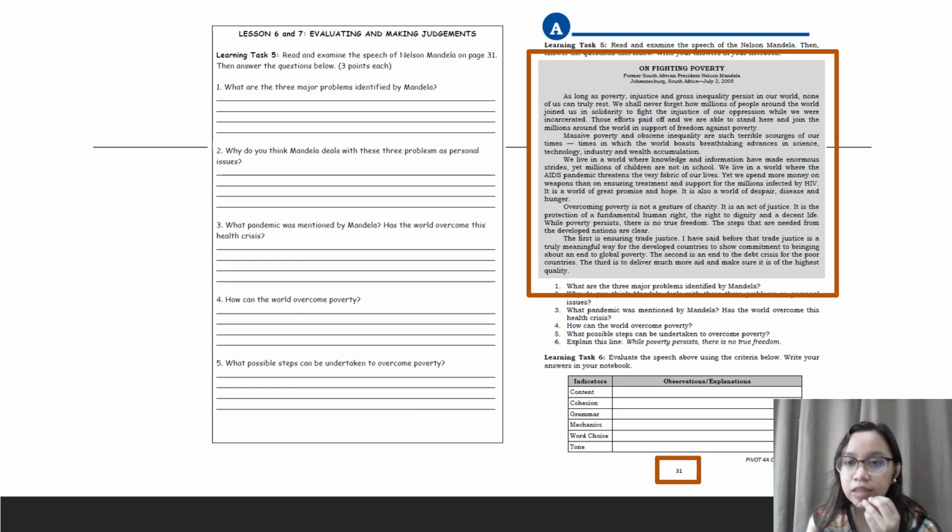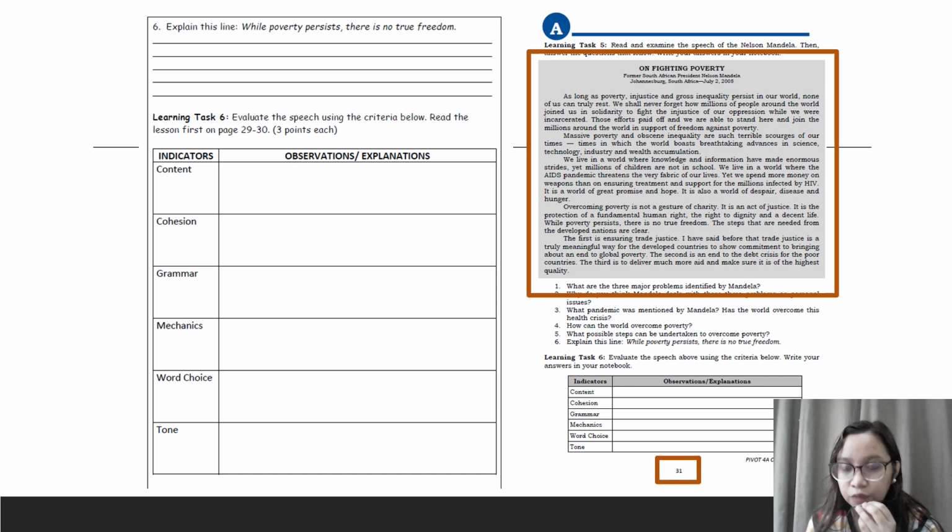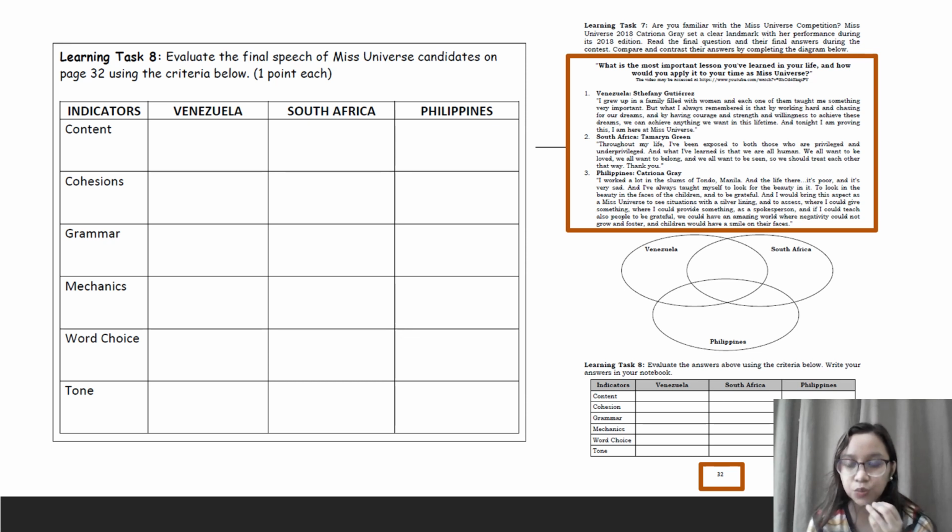So for this one, you have to read and evaluate this text on Fighting Poverty by Nelson Mandela. So anong gagawin nyo dyan? Ito. Sagutan nyo lang to. And then, the next one, after answering that, ganun ulit. We will judge this particular text by giving comments about the different indicators. Kagaya lang din nung previous exercise. Tapos, last one, we will evaluate the speeches of the candidates of Miss Universe. Magkakaiba-iba sila sa content, cohesion, grammar, mechanics, word choice, and tone. Ganito yung gagawin nating table para hindi magulo.